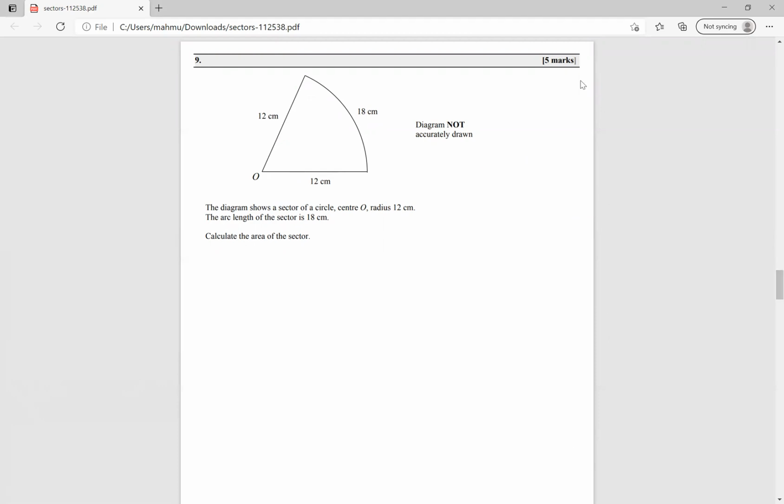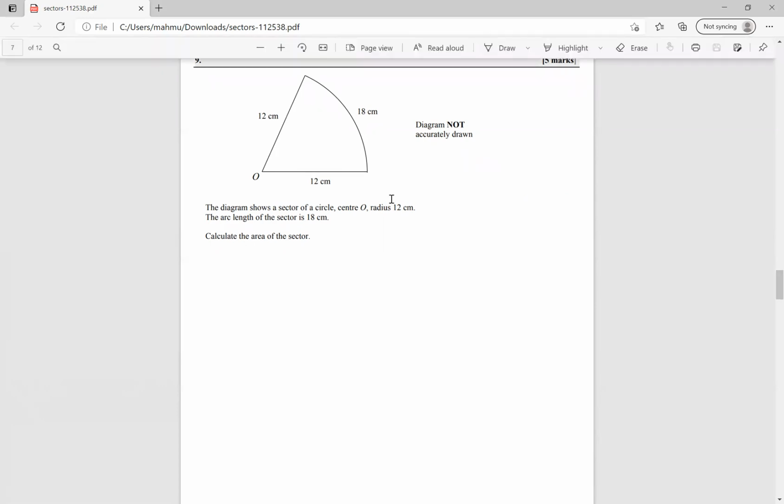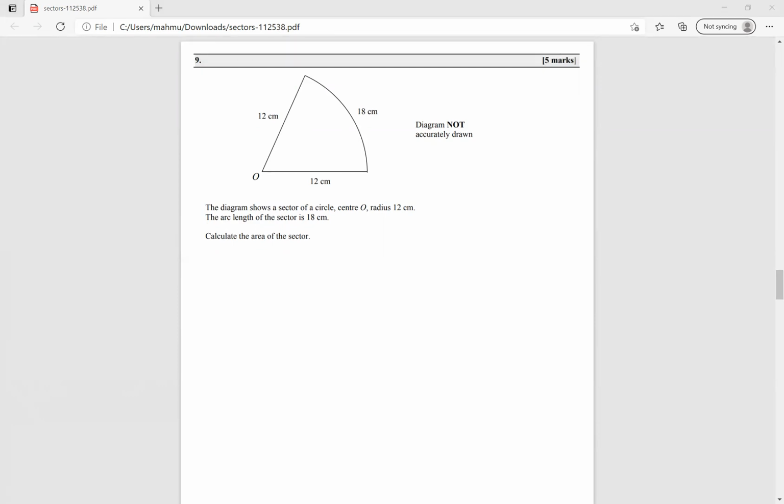So they gave you the arc. They gave you the 2 perimeters, I mean the 2 radius size. So what formula will you use to find the angle? 2 times pi times r times, no. So first you have to find the angle. First find the angle for me. So write the formula down to find the angle.